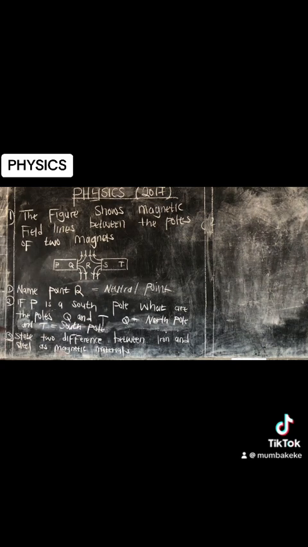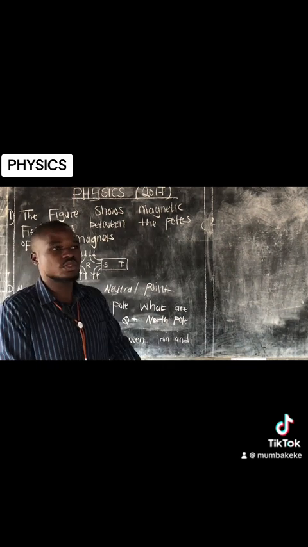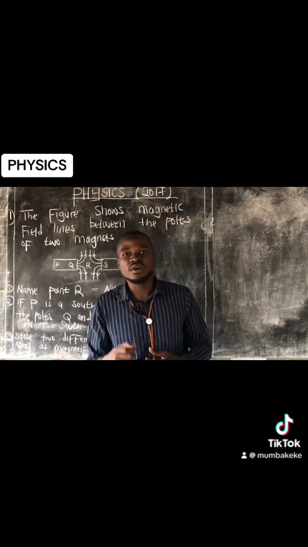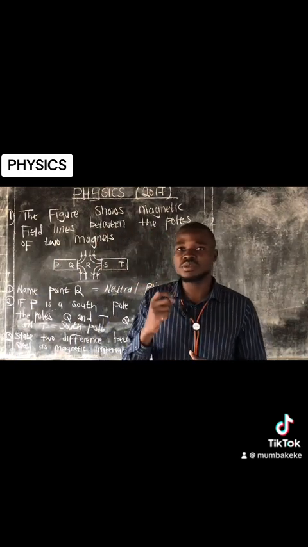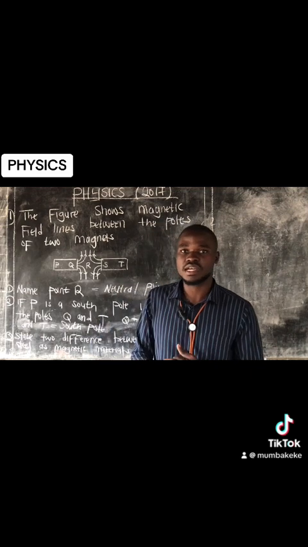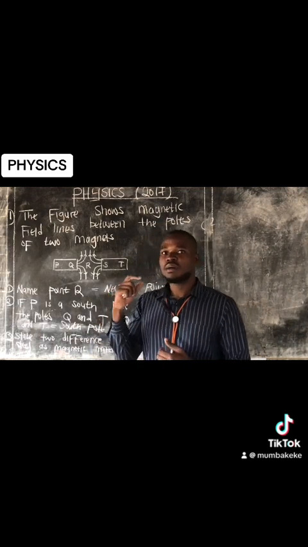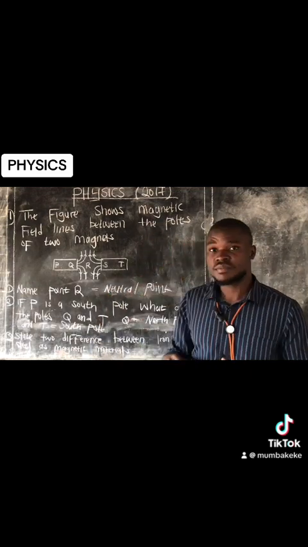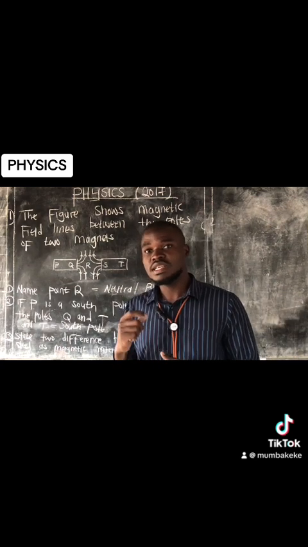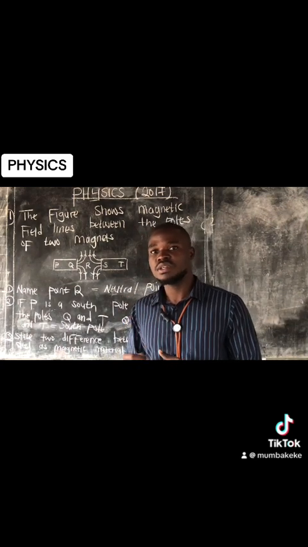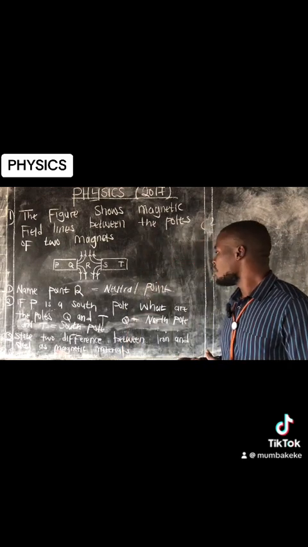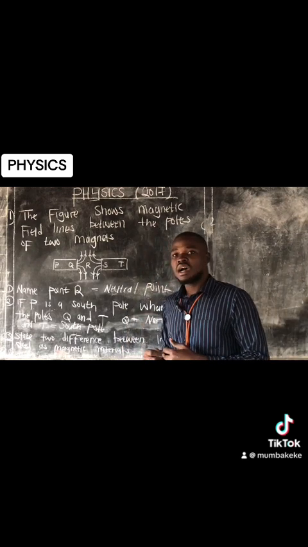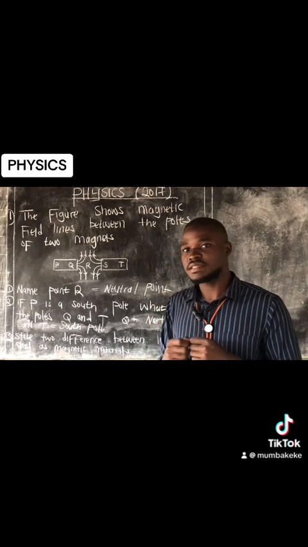Okay, we move on to question 3, which says, state two differences between iron and steel as magnetic materials. So iron is easy to magnetize while steel is hard to magnetize. That's one of the answers. The second one, iron is easy to demagnetize while steel is hard to demagnetize. By demagnetize, I mean to lose its magnetism.